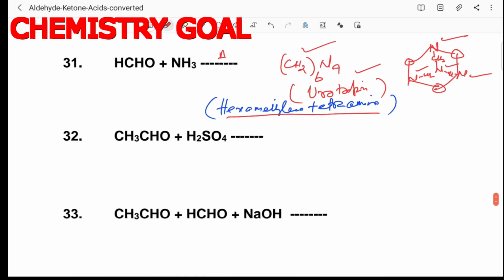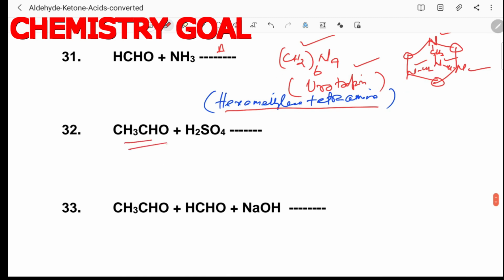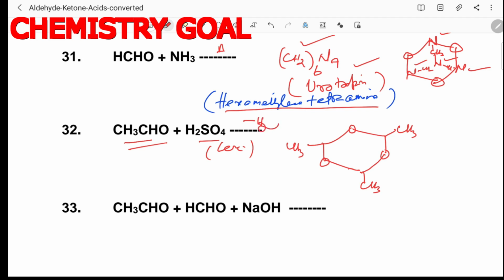Okay, then similarly acetaldehyde, when it reacts with concentrated sulfuric acid, also produces an addition product like this. If you draw the structure of the product, it is called para-acetaldehyde. Alternate methyl groups will be there, and in the middle will be oxygen. This is the product. Here loss of water molecule takes place in each condensation, forming this product.